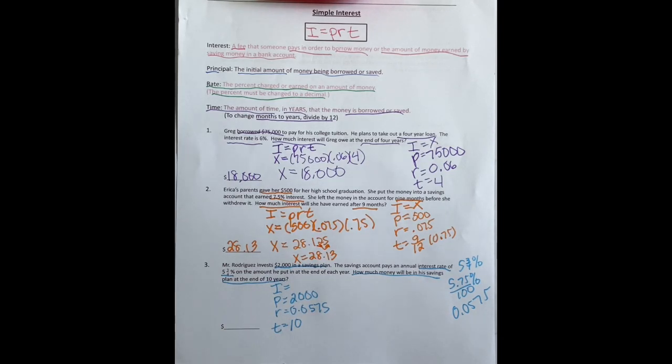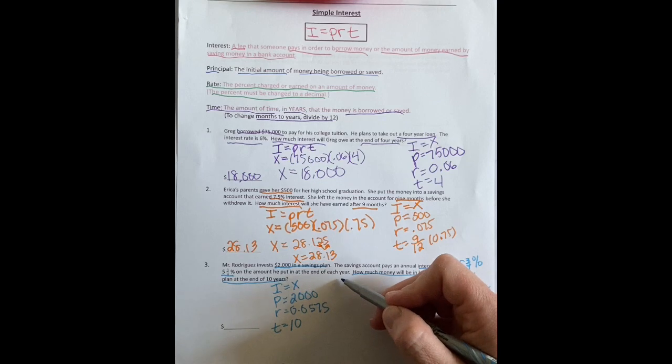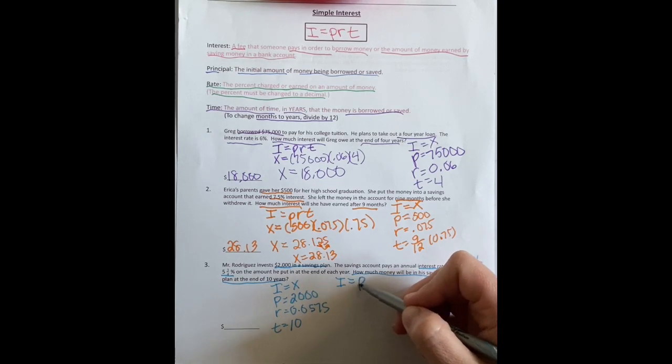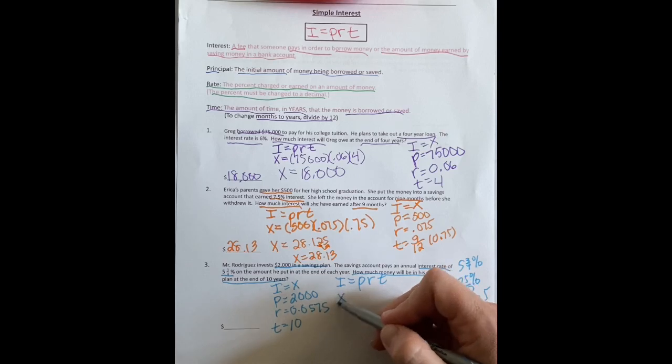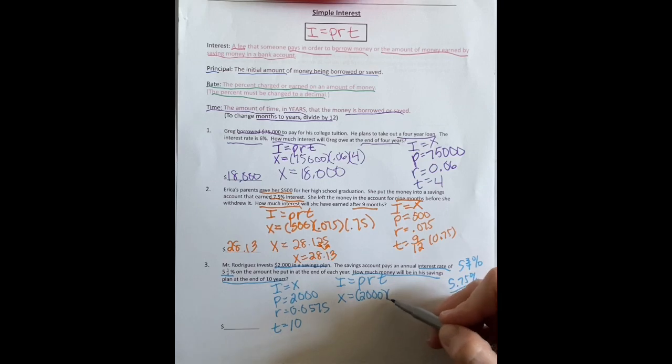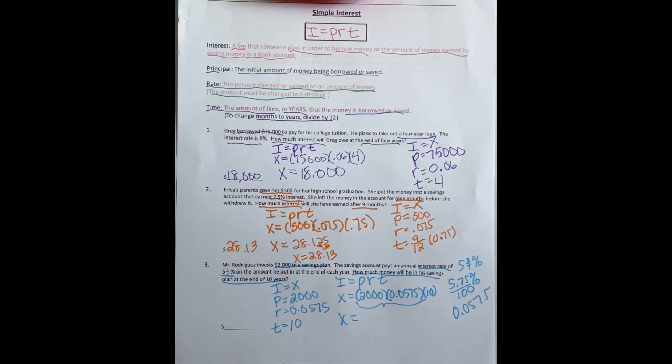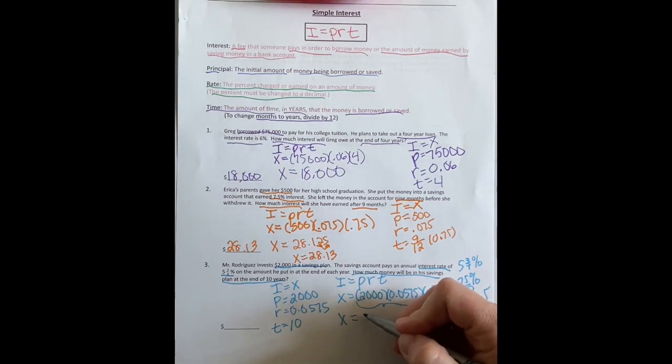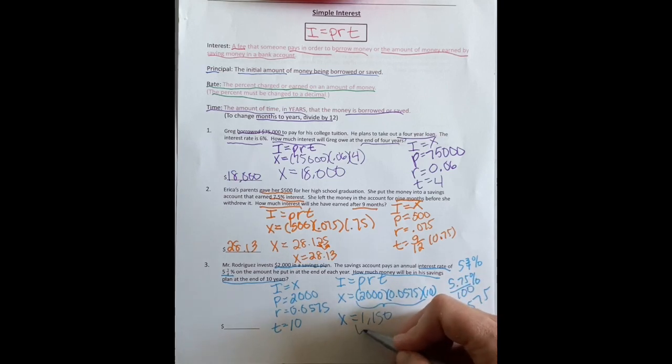So now we're going to substitute into our interest formula to find the amount of interest first. So I equals P times R times T. Our interest we don't know. Our principal is 2,000. Our percentage rate as a decimal is 0.0575. And the amount of time is 10 years. So now we want to multiply all 3 of those numbers together. So 2,000 times 0.0575 times 10 is 1,150. So this is your amount of interest.